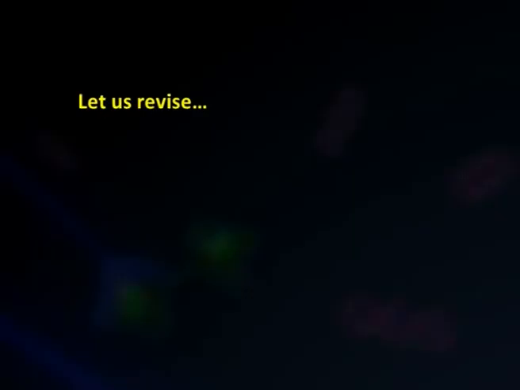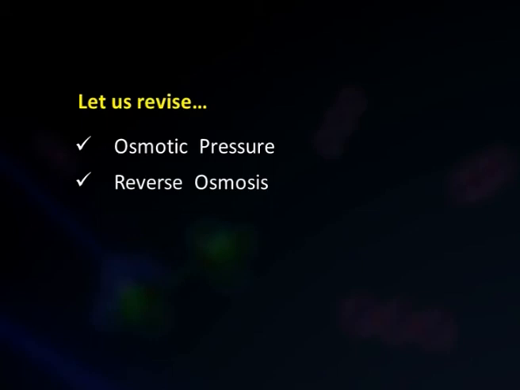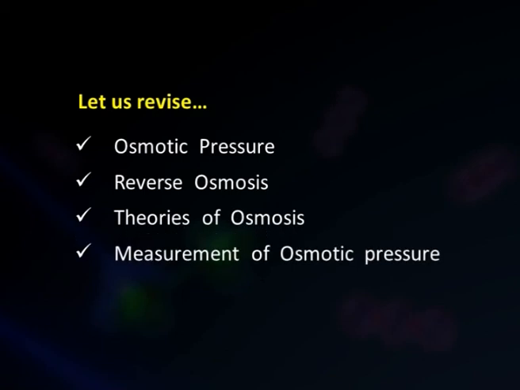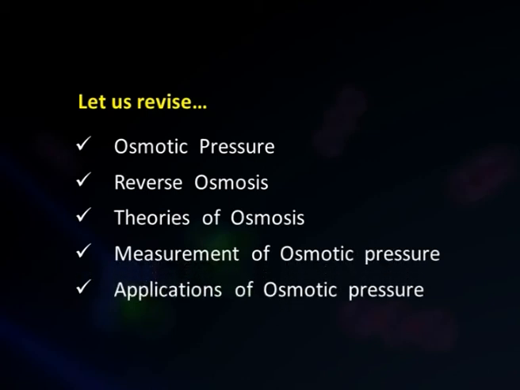Now let us revise what we have discussed today. First, we discussed osmotic pressure. Then we discussed reverse osmosis, which can be used for the desalination of seawater. Four theories for osmosis were discussed, which are used for the functioning of the semi-permeable membrane. Different experimental techniques for the measurement of osmotic pressure were discussed. In the last, we discussed some applications of osmotic pressure.